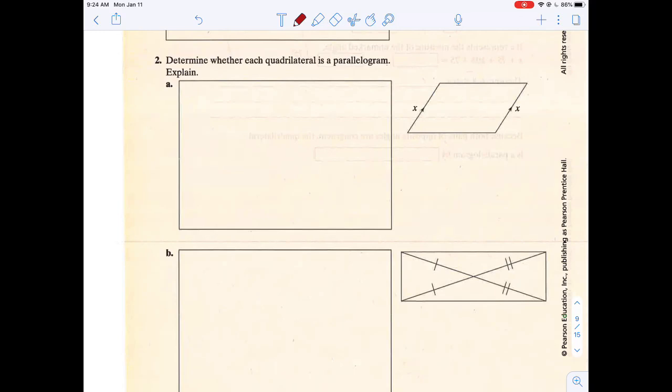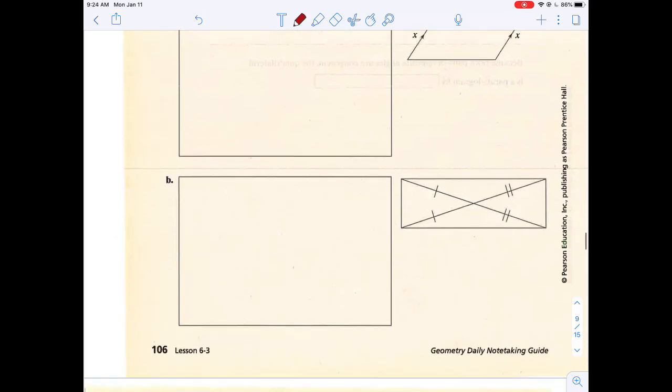Number 2, look through the theorems and decide if you have enough information from figure A to decide that that's a parallelogram or not. And then the same thing with part B. Okay, go ahead and try those out. And there will be a video over the check for understanding problems for you to watch to make sure you understood what you were doing.